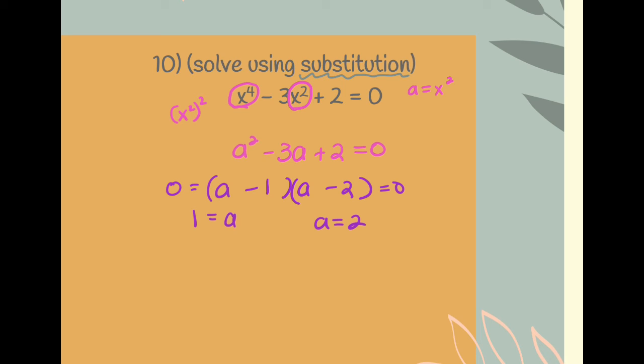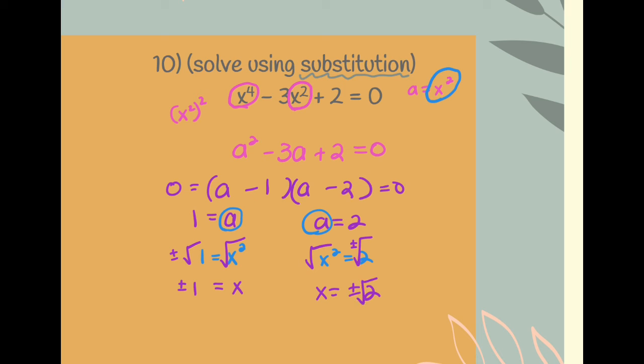But we're not done yet, because a is not what we're solving for. X is what we're solving for. So in place of the a's here, I'm going to come back and put what we substituted a in for. So x squared equals 1 and x squared equals 2. And then I square root both sides, putting the plus and minus in front of the 1. And I get x equals plus and minus 1. Square root here, plus and minus, and x equals plus and minus root 2.